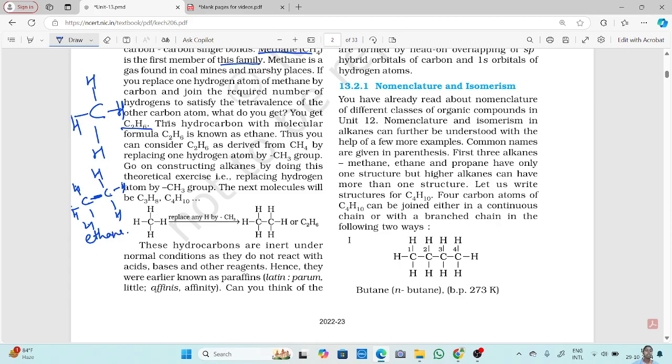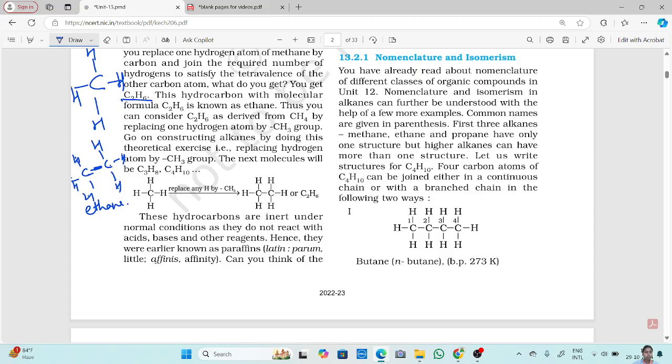Now similarly, I have added 3 carbons. 1, 2, 3. Tetravalency is satisfied. 1, 2, 3, 4. Again this carbon is satisfied. 1, 2, 3. This carbon is also satisfied. Remaining places add hydrogens. Now here C3, 1, 2, 3, 4, 5, 6, 7, 8, H8. This is propane. Like this you can form alkanes.